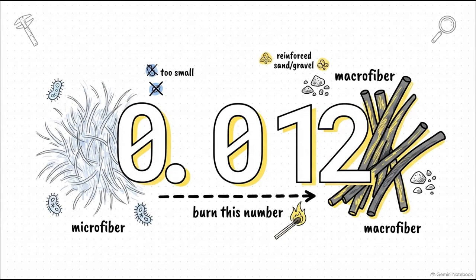So let's talk about the precise mathematical line that separates different fibers. And hey, major exam alert here, 0.012. That is the dividing equivalent diameter in inches, or 0.3 millimeters, that completely separates macro fibers from microfibers. If it's larger than 0.012 inches, it's a macrofiber. Smaller, it's a microfiber. You've got to burn this number into your memory because it fundamentally changes how that material is going to perform on the wall.